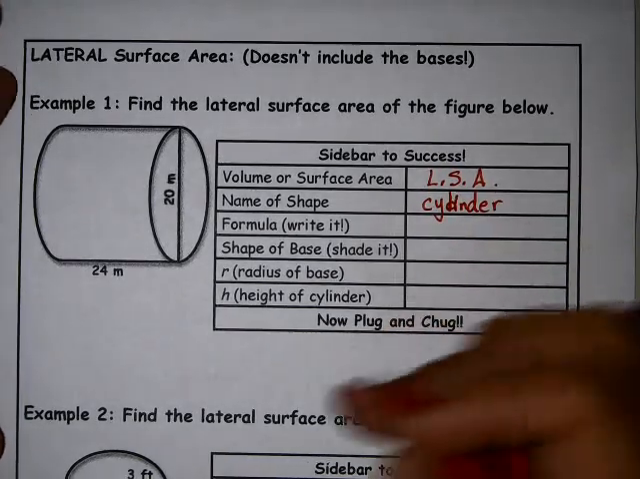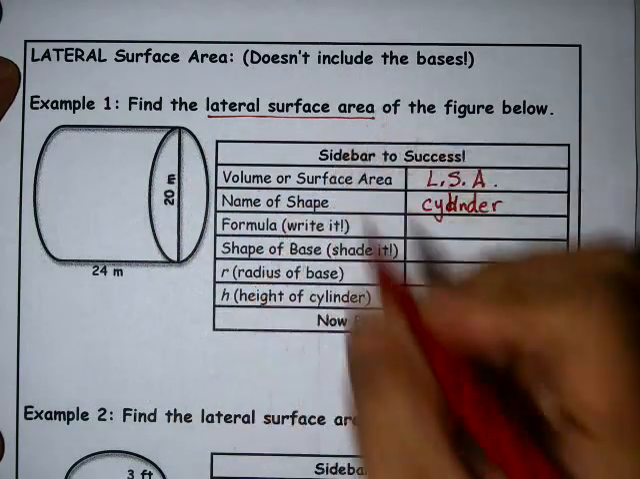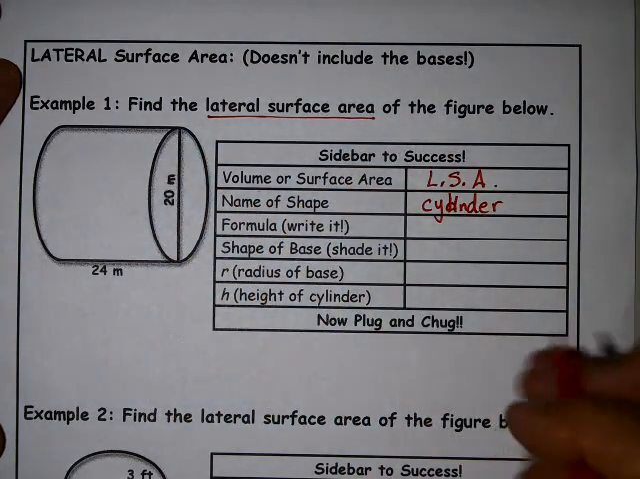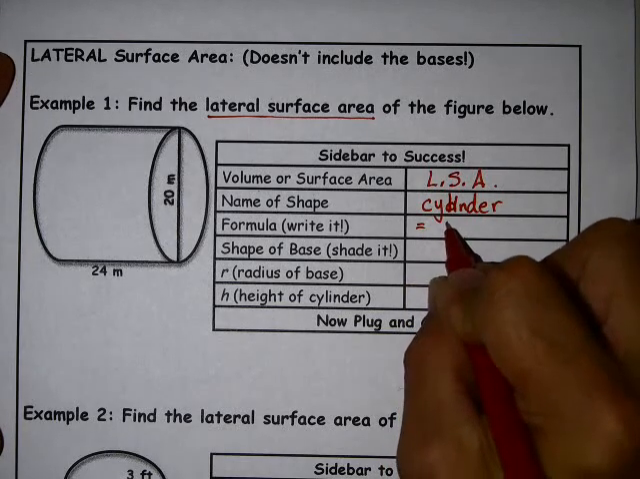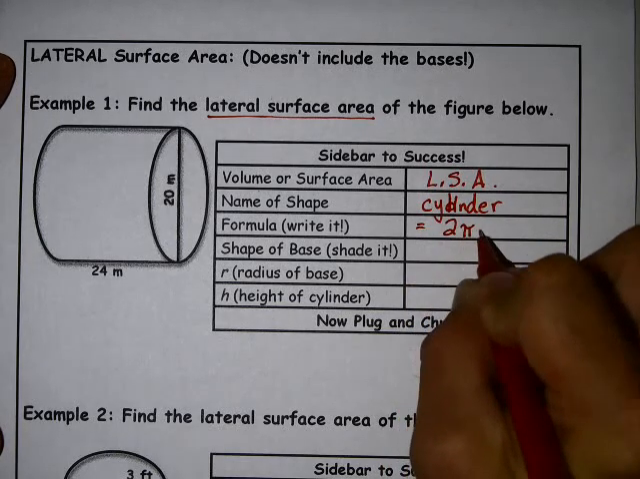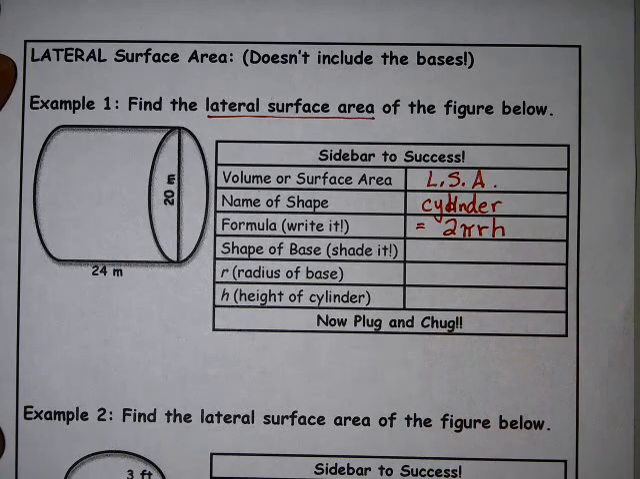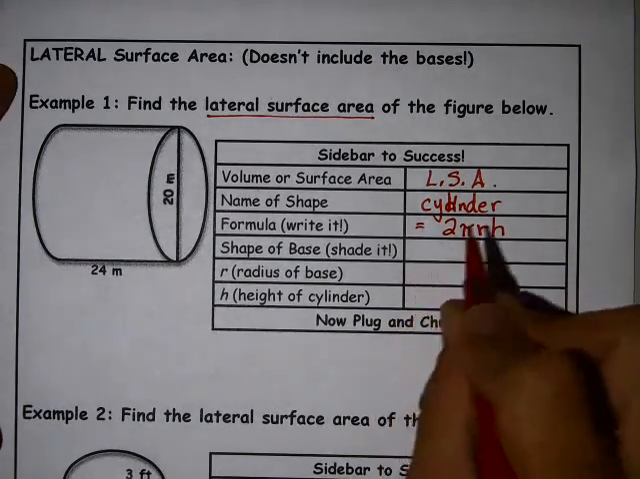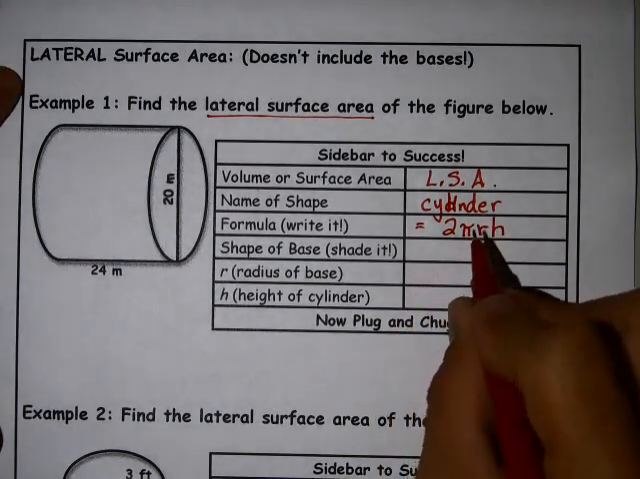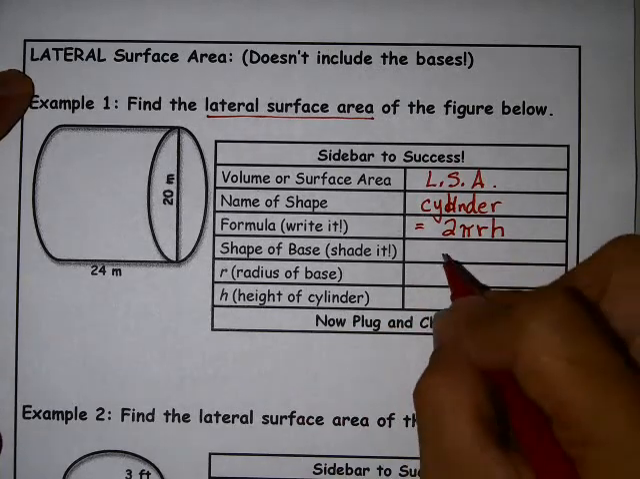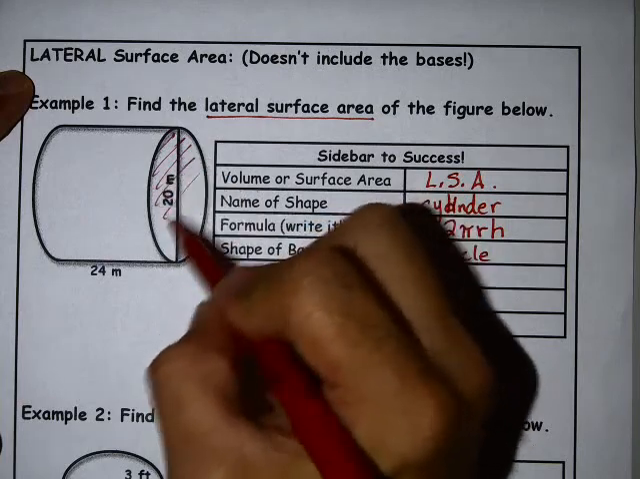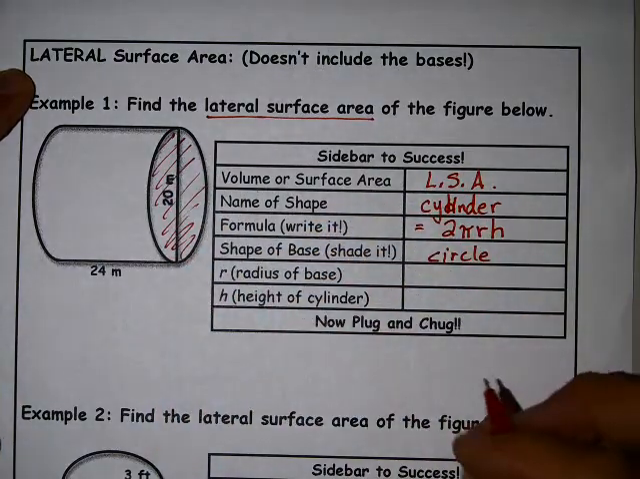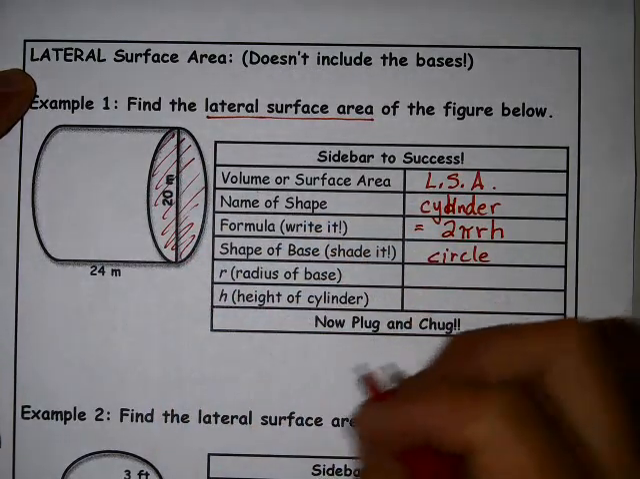The formula for the lateral surface area, well, that's one you're going to have to look up, and it's going to look a little different, but the formula for lateral surface area is 2 pi radius height. So 2 times pi times radius times height. Shape of the base is a circle, and even though we don't really use it much in the lateral surface area formula, there it is, shaded in.